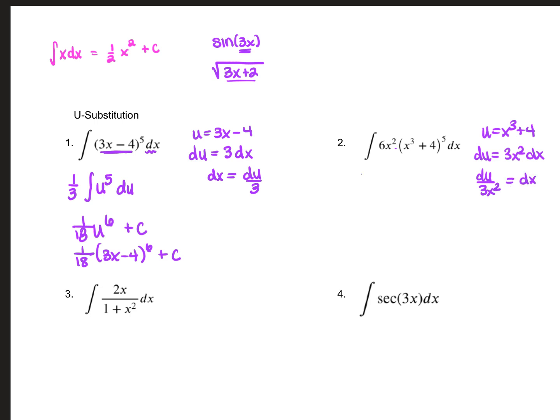So inside this integral, this right here is going to become u to the 5th. We had 6x squared, but now we're going to divide by 3x squared. So that's going to leave us with 2, and I'm going to go ahead and just pull that 2 out. And then we just have the du. Integrate this, we go up 1, divide by the new power, plus c. And remember, if our integral starts in x's, we need to make sure it ends in x's.